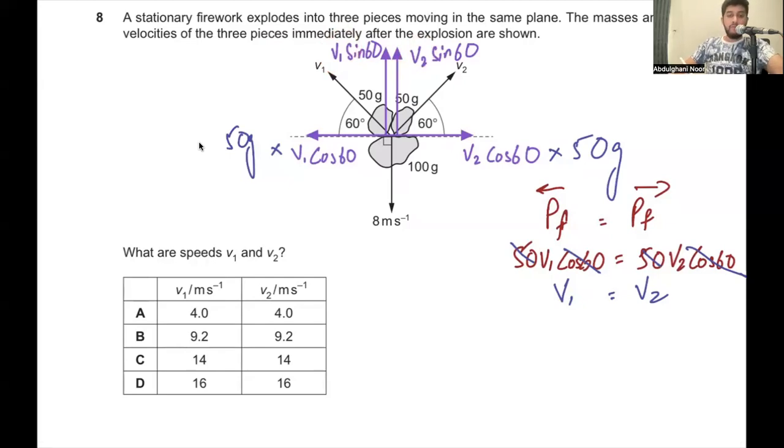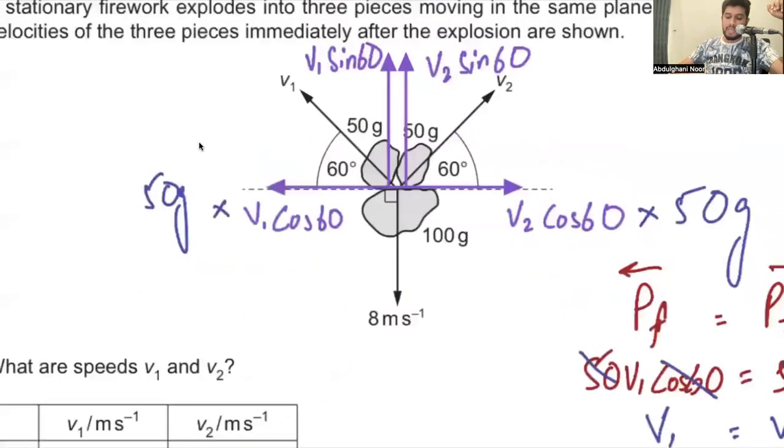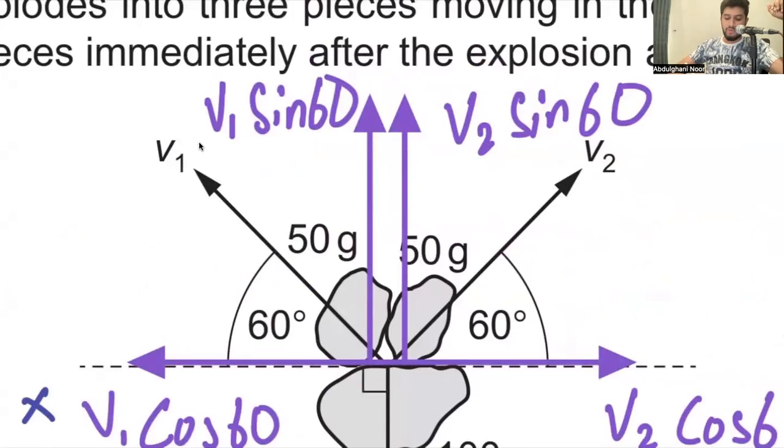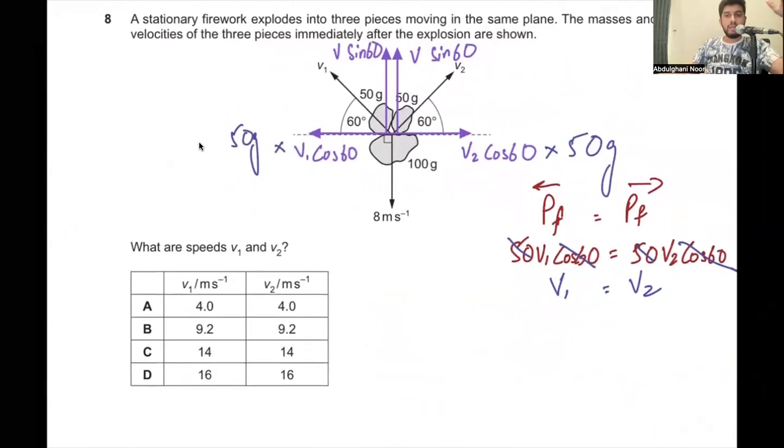Or if you would have looked at these options, you would have realized कि जी ये तो same ही रहेगा ना. v1 v2 तो same ही है. 4 4 9.2 9.2 14 14 16 16, which means I can get rid of these subscripts here. ये v1 नहीं चाहिए मुझे, v2 नहीं चाहिए. अच्छा. Now I'll use the same thing but in the vertical direction.